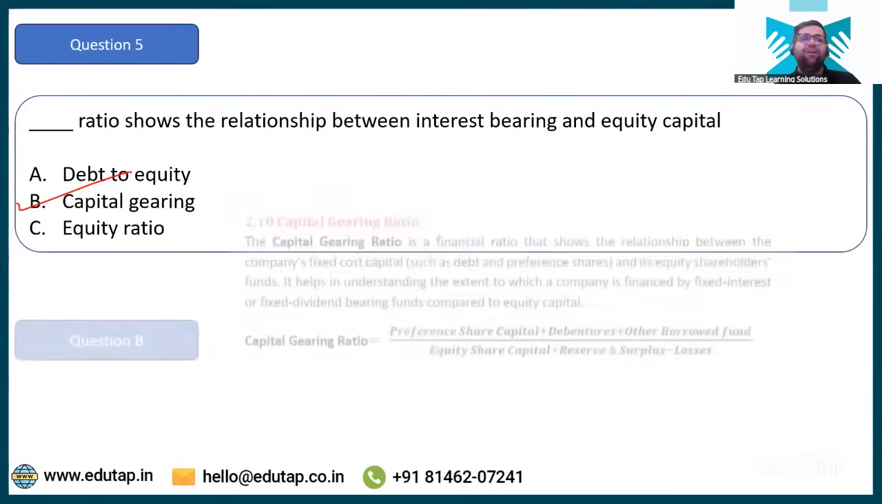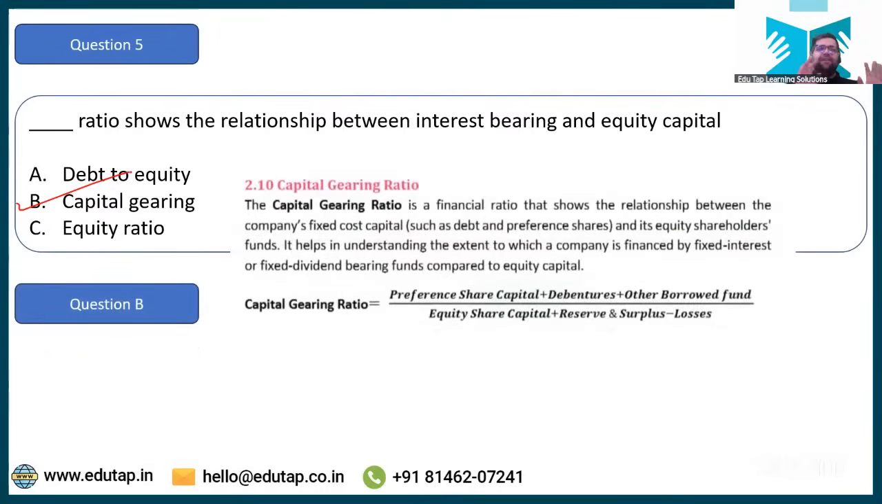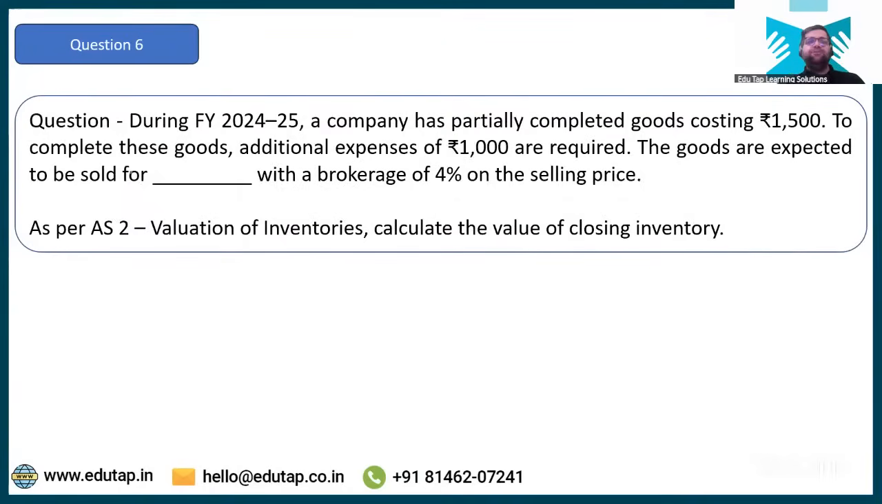You all know. Moving forward, इधर के लिए we are giving the answer as capital gearing ratio because under capital gearing ratio we have your capital which is interest bearing divided by your equity capital. So in preference shares you pay fixed dividend, which is a kind of a load on your capital. Then you have debentures and other borrowed fund divided by your equity share capital.